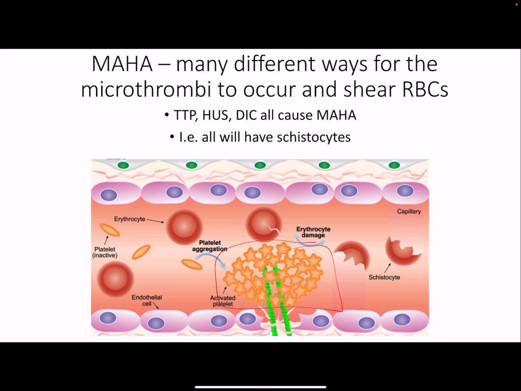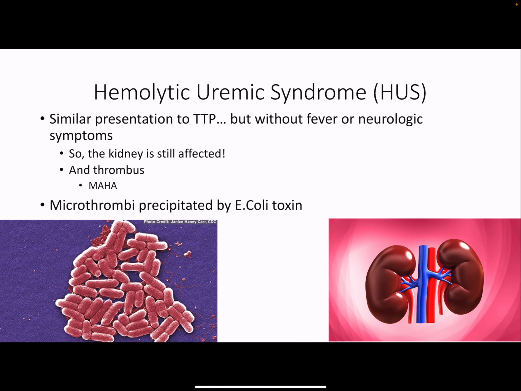And so this is just kind of a better picture. Here's our little thrombus in our small blood vessel, and this is trying to get by. Oops, it bumps into it, it gets a little crack, and now we have our schistocyte. So TTP was just our introduction there, but hemolytic uremic syndrome and DIC, disseminated intravascular coagulation, also are going to cause this. So anytime you see the schistocytes, think one of these three syndromes, all of which have to do with platelets. So HUS, very similar to TTP, no fever, no neurological symptoms, but the kidney is still a thing.